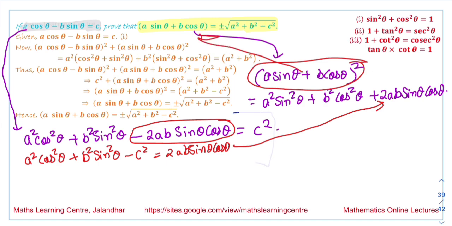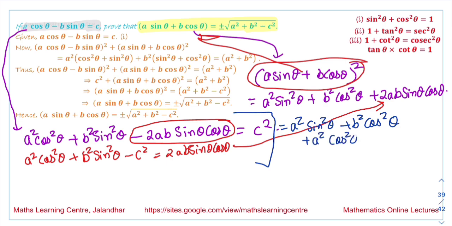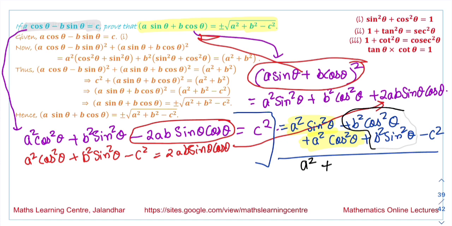So the answer we will get is a square sin square theta plus b square cos square theta, plus a square cos square theta plus b square sin square theta minus c square. From these two terms we can take a square common, and we will be left with sin square theta plus cos square theta. So the answer we will get is a square. From these two terms we take b square common, we will be left with cos square theta plus sin square theta, which is 1, and last we get minus c square.